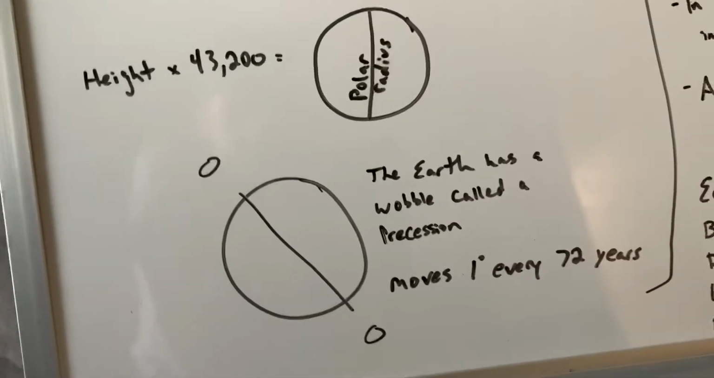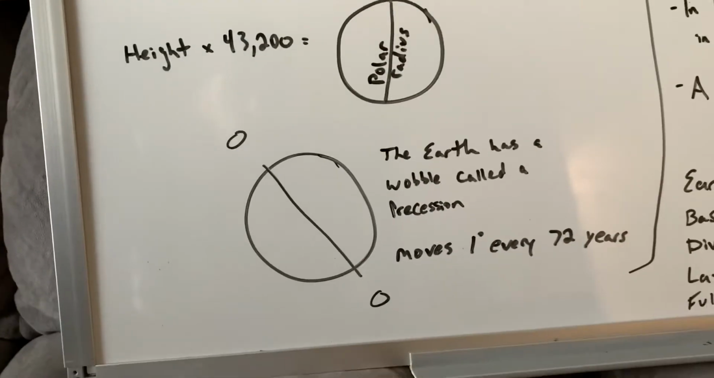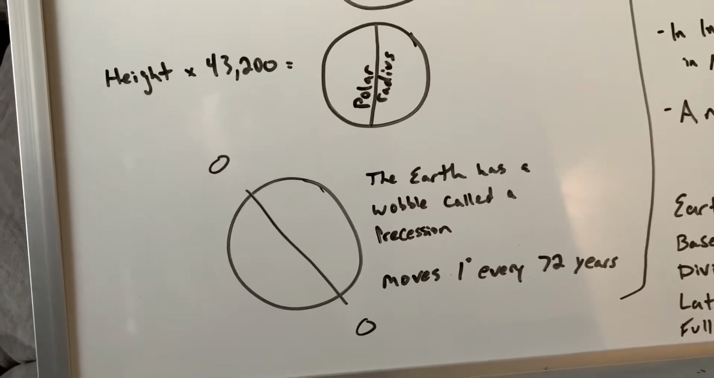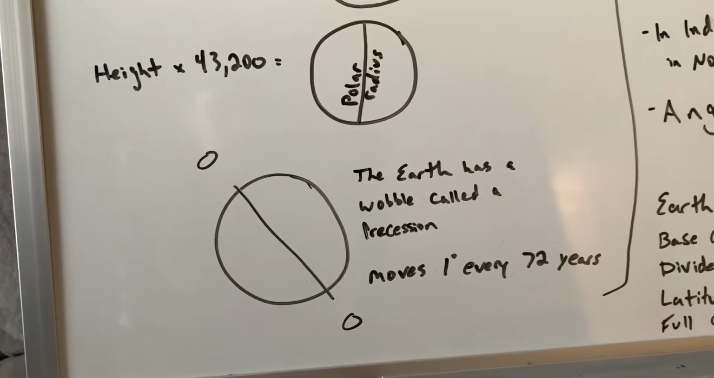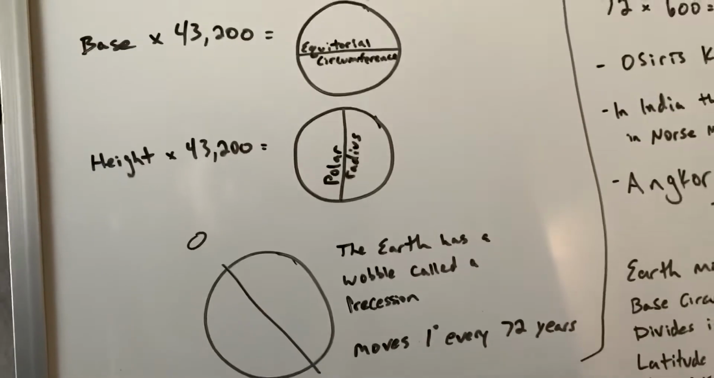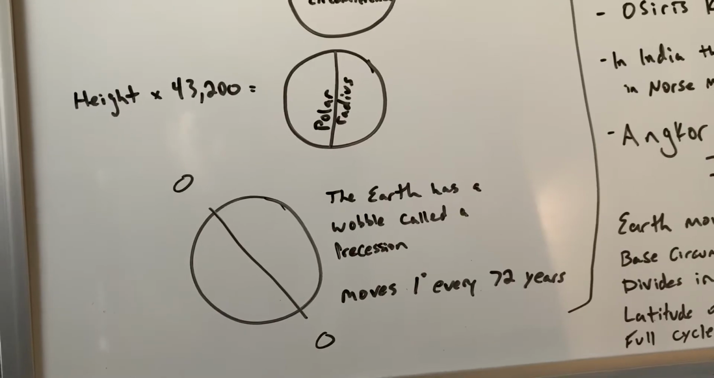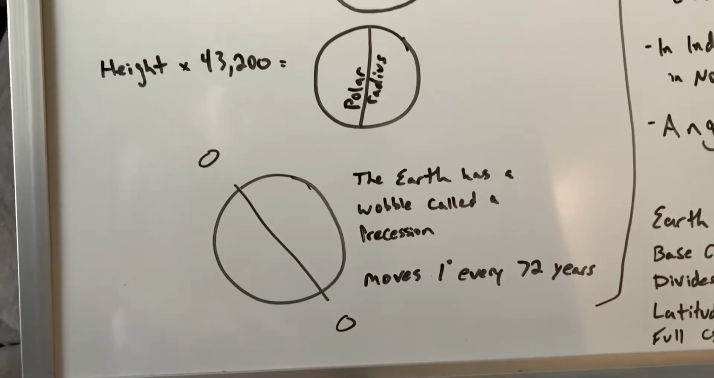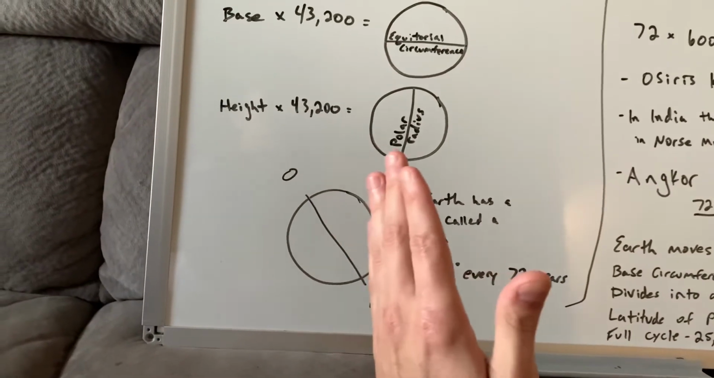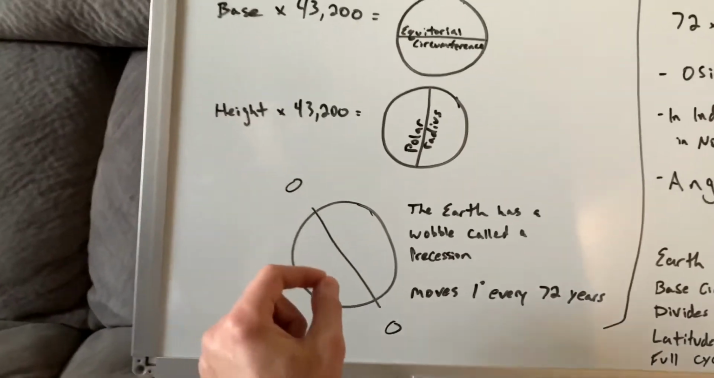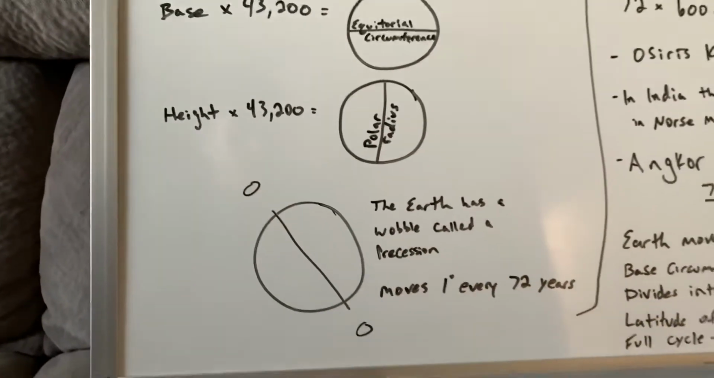Now, the Earth's axis isn't exactly that angle, so to speak, but I was drawing quickly. But anyway, the Earth has a wobble called the precession, and it moves 1 degree every 72 years. Now, all these numbers correlate with each other, so stick with me, please. The reason these circles are drawn like this is because that's representing the Earth on this wobble. The axis would draw that outline if you imagine it wobbling. That's the wobble, or the precession of the Earth.